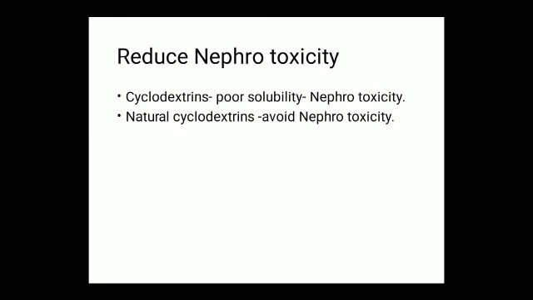Normally, cyclodextrins are poorly soluble in the body, so they can cause nephrotoxicity. Partial methylation of some of the OH groups in natural cyclodextrins is used to avoid nephrotoxicity.